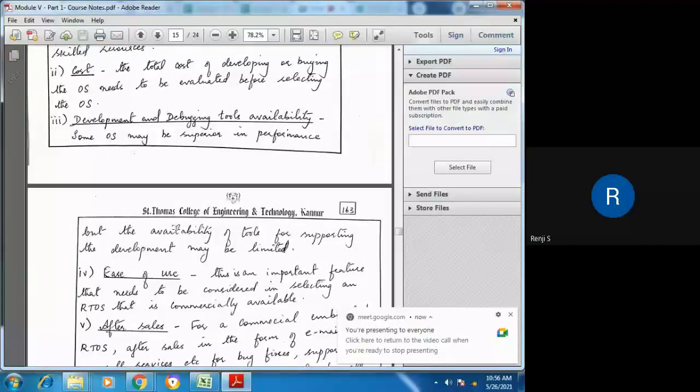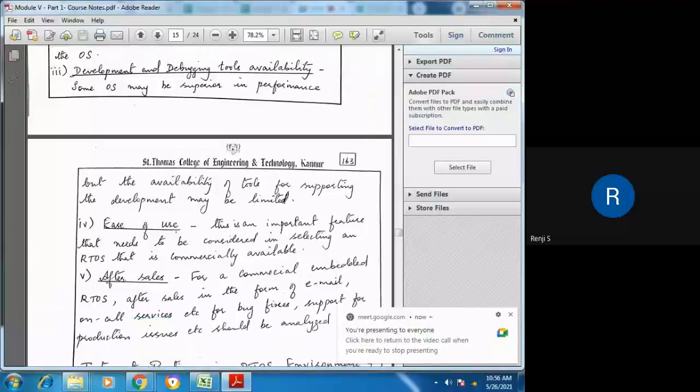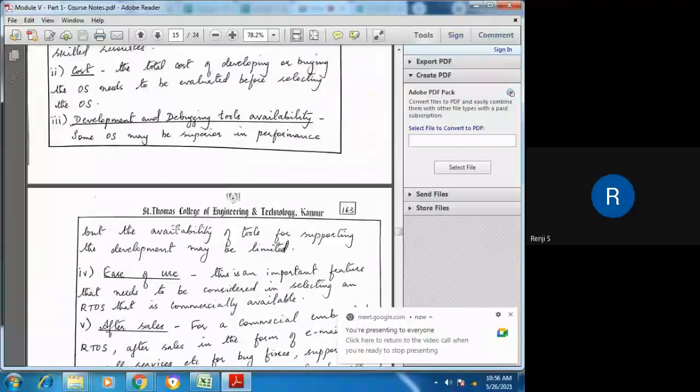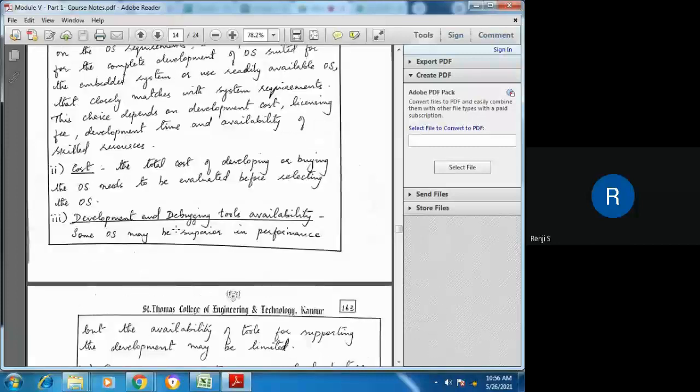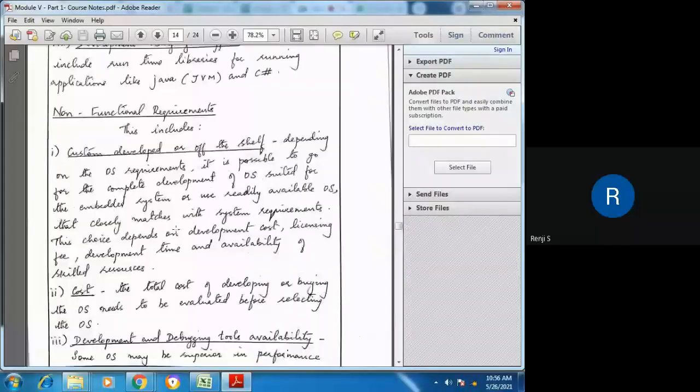The third party should support us in the development process. And ease of use. Development and debugging tools availability: if there are no debugging tools available, then it will be difficult to test the system. Then cost, and the first one is custom developed. Custom developed means we should develop our own OS, or we should go for an OS that is already developed by somebody else, and that is off the shelf. That is what we call off the shelf software.